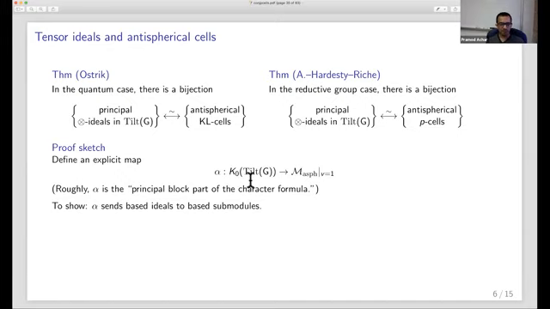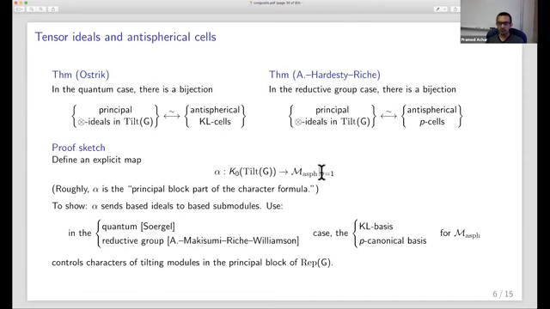But once you write down the map, the main thing you need to show is that alpha matches up based ideals in this ring with based submodules over here. And the key to doing this is the fact that the anti-spherical module controls characters of certain tilting modules. So in the quantum case, there's a character formula due to Soergel from about 20 years ago. In the reductive group case, there's a character formula which was proved by myself and Makisumi and Riche and Williamson a couple of years ago. There's now a super slick new proof of the same formula due to Riche and Williamson, which is on the arXiv from a couple months ago. Anyway, these theorems say that these bases, either the Kazhdan-Lusztig basis or the p-canonical basis for the anti-spherical module, describe characters of certain tilting modules, and that's enough to prove this.